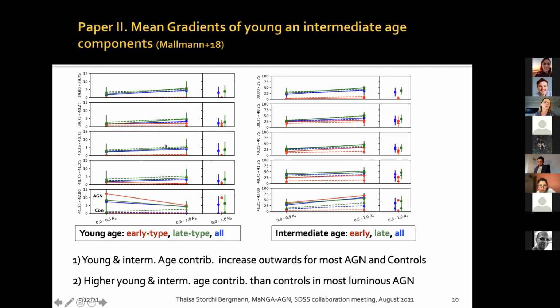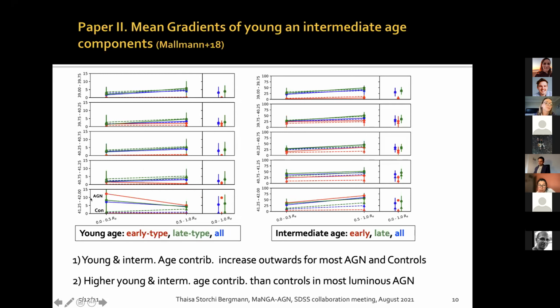Here is to show the mean gradients for the young age to the left and the intermediate age to the right. The continuous lines are AGN, the dashed lines are the controls. And we see that they are very similar. We see in all of them, the young and intermediate age contribution increasing outwards. And the difference between the AGN and controls appeared in the most luminous bins.